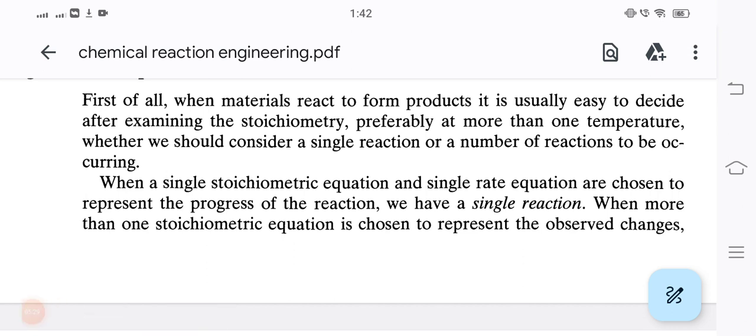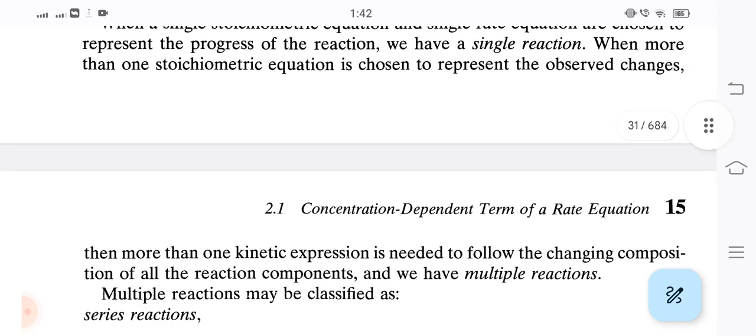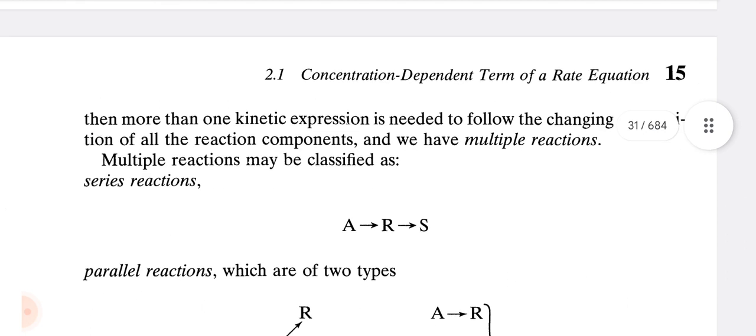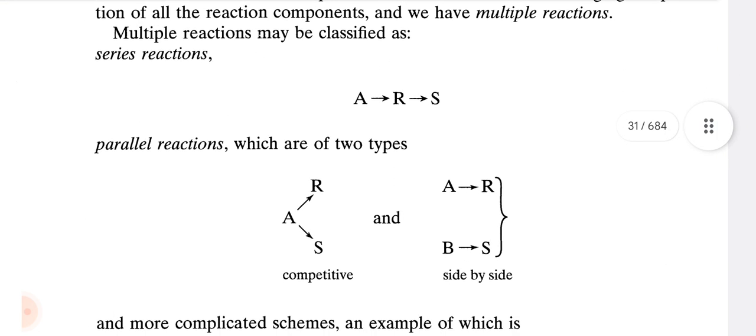We have multiple reactions when more than one stoichiometric equation is chosen to represent the observed changes. Then more than one kinetic expression is needed to follow the changing composition of all reaction components. Multiple reactions may be classified as series reactions, A gives R gives S, and parallel reactions.